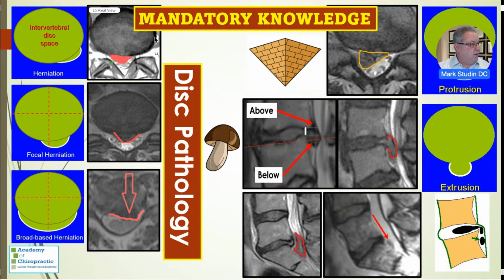This is just a normal disc, and we're going to dig into this. This is a focal herniation, a broad base herniation. Then we've got a protrusion and an extrusion and a fragmentation, which are all extrusions, by the way. The extrusion and fragmentation, whether it's connected or not, that's an extrusion also. We're going to go into all of those things in intimate detail.